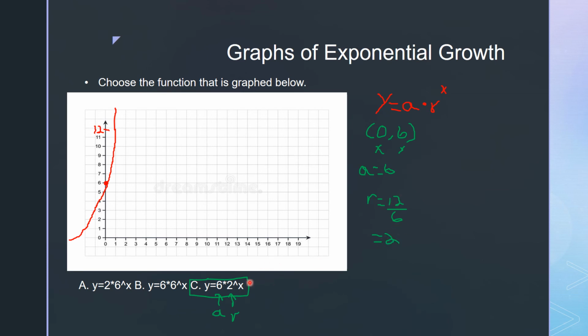So your correct answer should be C, because we have our givens: a is 6 and r is 2. Also, if you look at the graph, the y-intercept is 6. It's always going to be the first one, guys. Remember that the y-intercept is always going to be the first one, so you should get this one right.